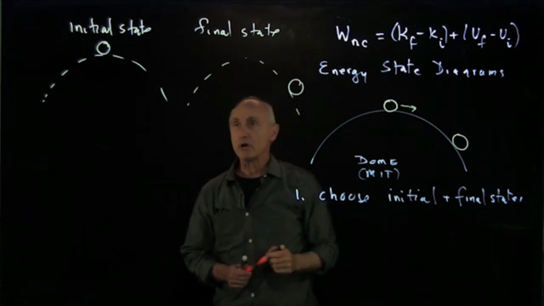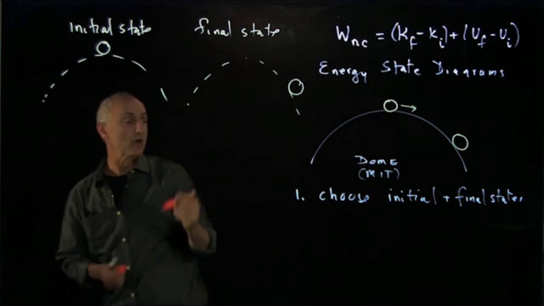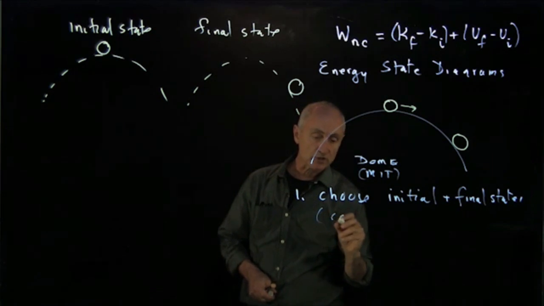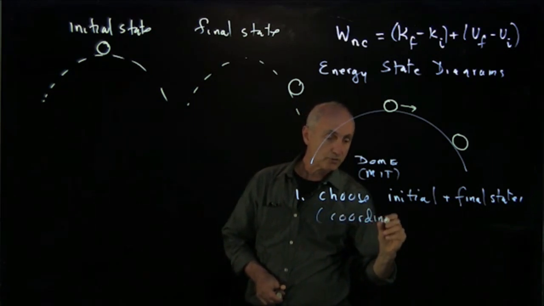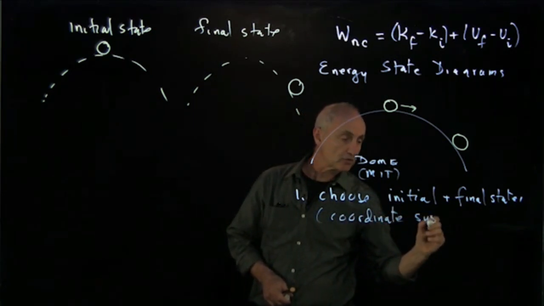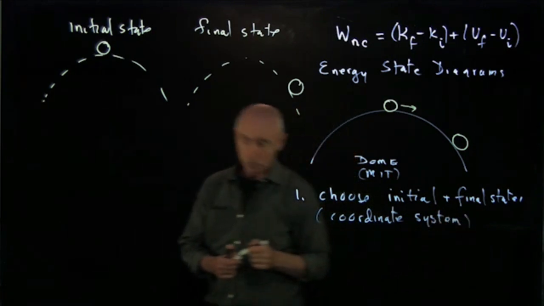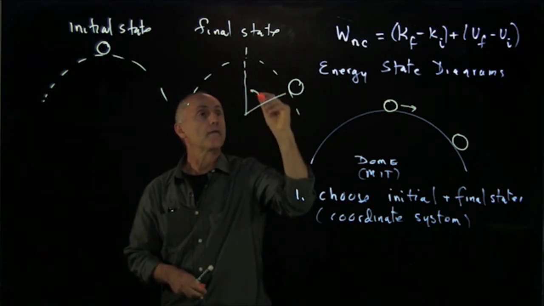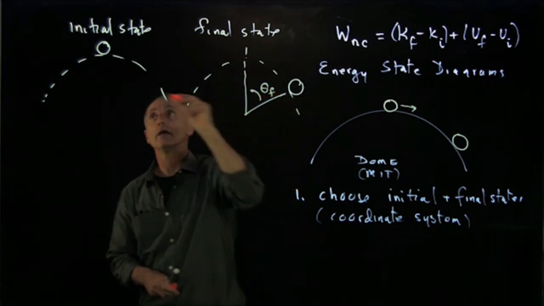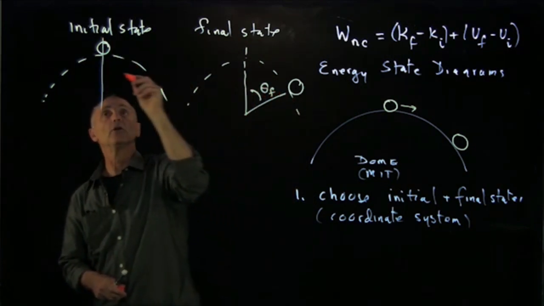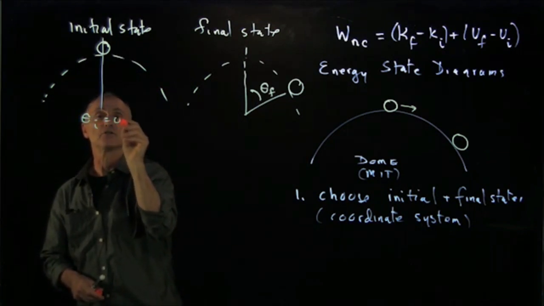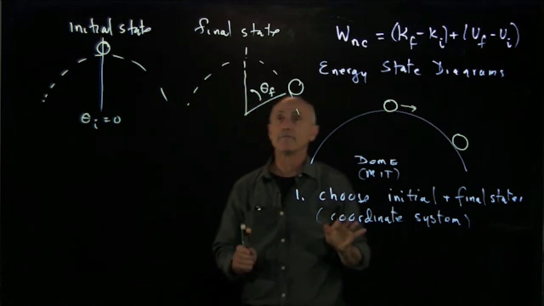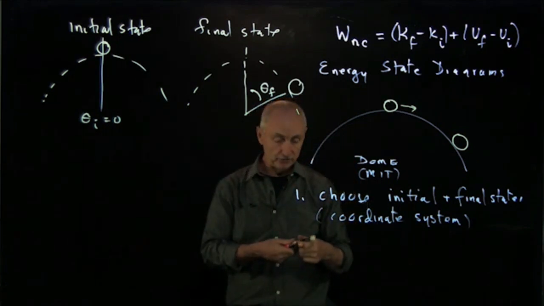And then we want to parameterize these states by some type of coordinate system. So here we're going to have some type of coordinate system that we'll use for both. Energy is a scalar, so we don't have to worry about it. And what I'll do is I'll define an angle theta final here from the vertical, here theta initial is 0. I've now parameterized my initial and final states.